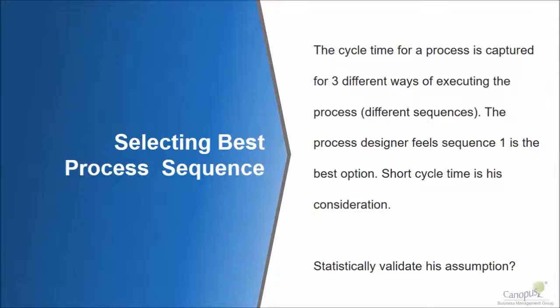So this is a scenario where we have one y and the y is continuous, and we have one x which is nothing but the sequence, and there are 3 levels for that sequence. So we have sequence 1, 2 and 3. So this is an ideal case for a one-way ANOVA. Let's go to Minitab and find out how to perform a one-way ANOVA.